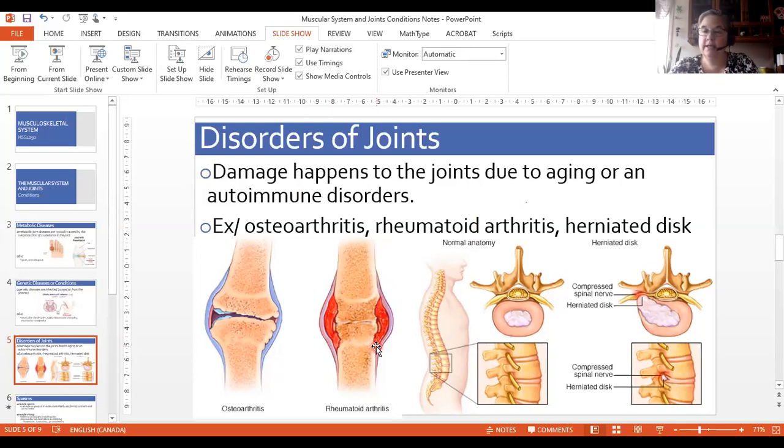So my mother-in-law has rheumatoid arthritis, as does her brother, as does an uncle on my dad's side that also has rheumatoid arthritis.